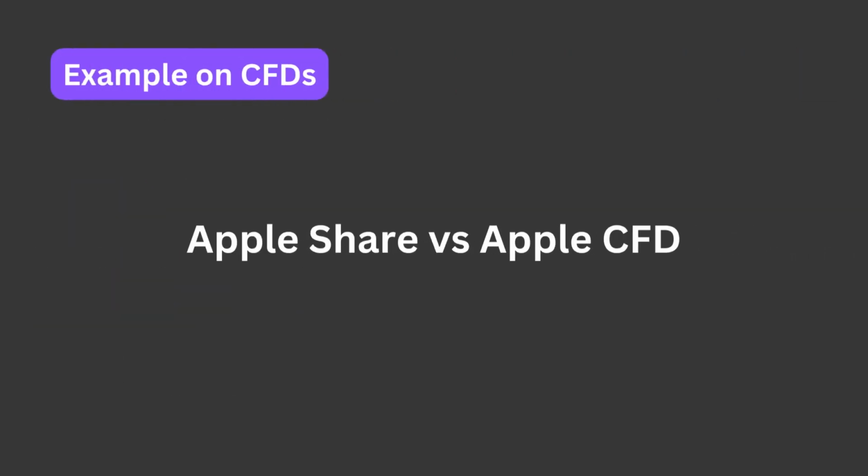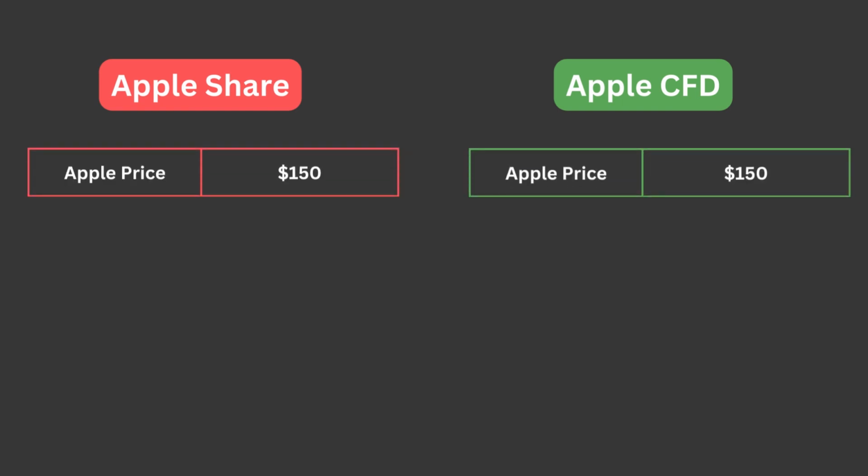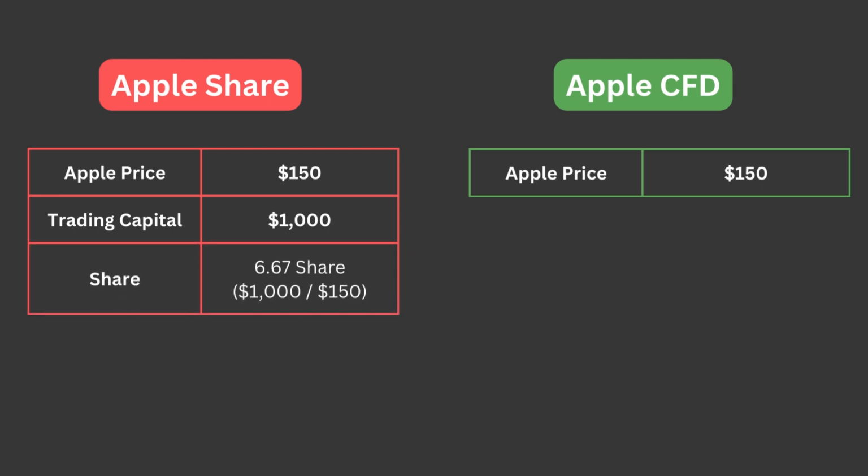Then let's use an example to make you understand CFD more clearly. Assume that the current market price of Apple shares is $150 and you have $1,000 to invest. Trading Apple shares. If you decide to purchase Apple shares directly, you can buy approximately 6.67 shares. In this case, you become a shareholder and own a fraction of Apple's company. As a shareholder, you may be entitled to dividends and have voting rights in the company's decision-making processes.